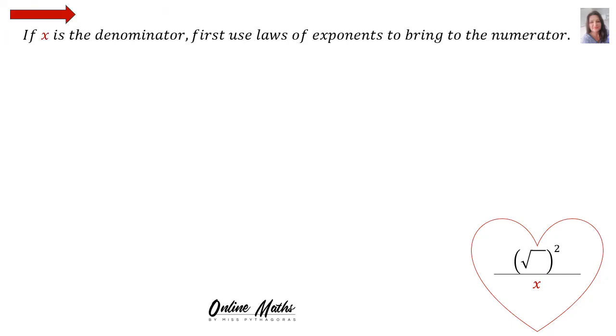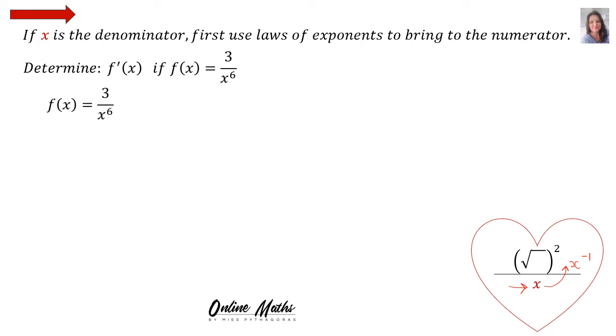Another rule for differentiation is if x is the denominator, first use the laws of exponents to bring it to the numerator. So what that means is, if you have a look at this sketch here, if there's an x under the line, you cannot differentiate. What you have to do is take the x to the numerator and write it as x to the negative 1. For example, I want you to find the derivative if f of x is equal to 3 over x to the 6.